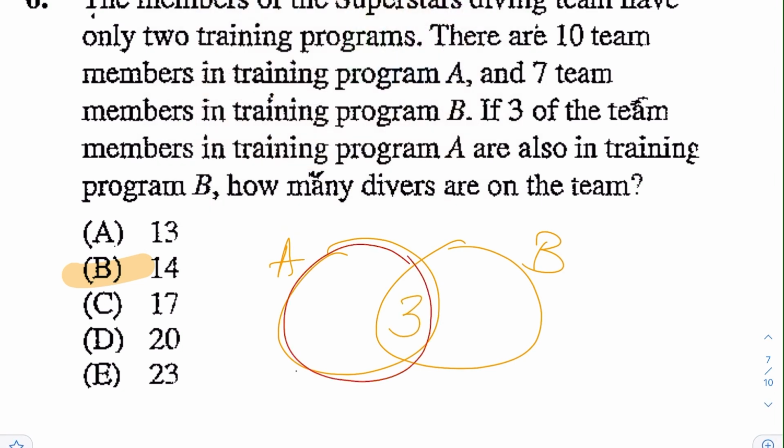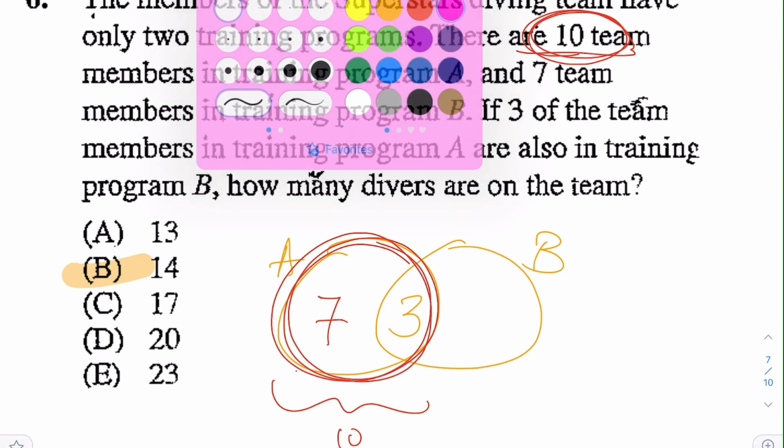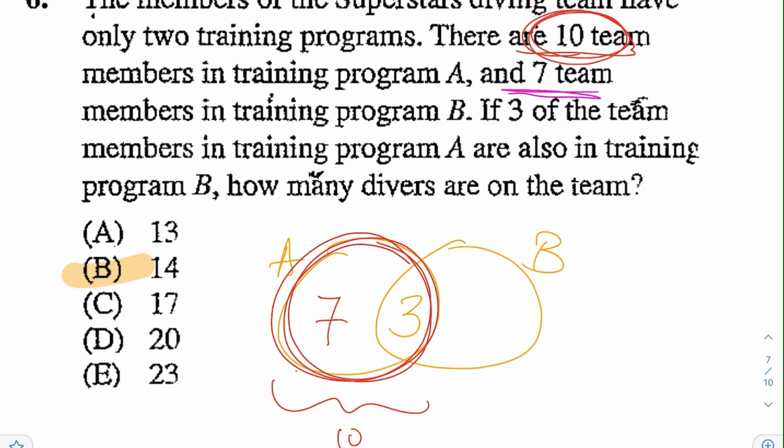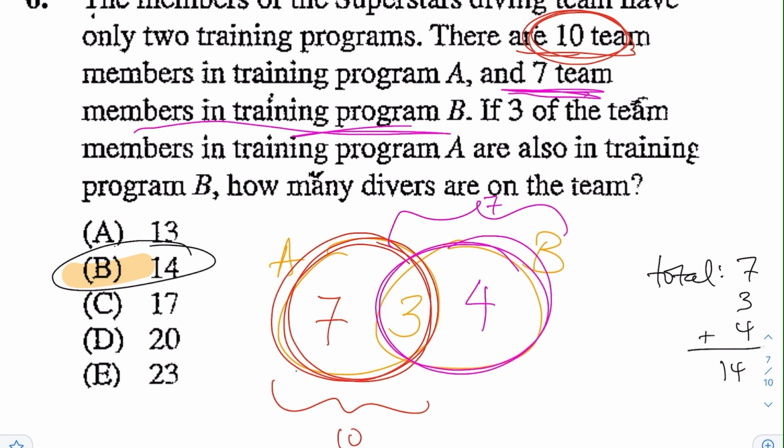And now for the A circle here, we know that there are 10 in circle A. So 10 minus 3 has to be 7. So 7 people are only in A. And then for the B circle, there are 17 members for B. So this circle here has to represent 17. So here 17 minus 3 is 14. So there are only 14 people who are only on team B. Their total is going to be 7 plus 3 plus 14, or 24. Choice B.